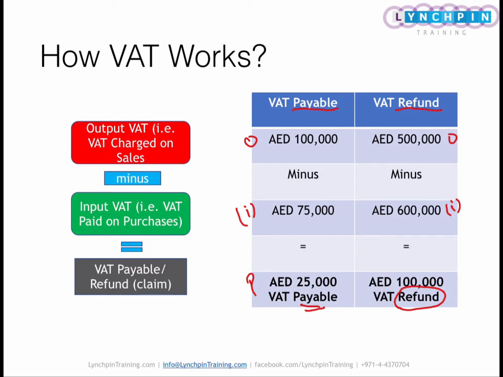Now for a VAT refund, let's take the example of an exporter. An exporter would have zero output VAT here. The reason is that exports are zero rated. We'll discuss it afterwards, but for simplicity's sake, just assume that a typical exporter won't have any output VAT. So he will only have input VAT. In that case, he'll always be claiming a refund from the FTA itself. He won't pay anything unless his output VAT exceeds his input VAT.